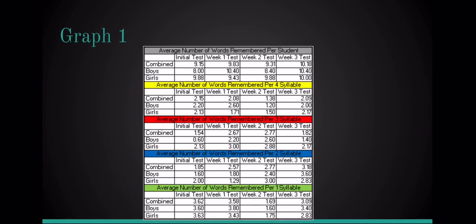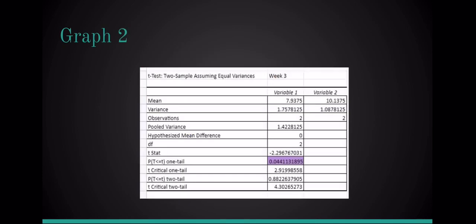This was my graph showing the average number of words that each gender of students were able to remember. And we were able to realize that after week 3 of the test, there was a significant increase in one-syllable words as compared to the initial test on week 1. This graph actually showed the first time we were able to find a significant increase in the students' cognitive learning and their memory due to the lower amounts of carbon dioxide in the classroom.